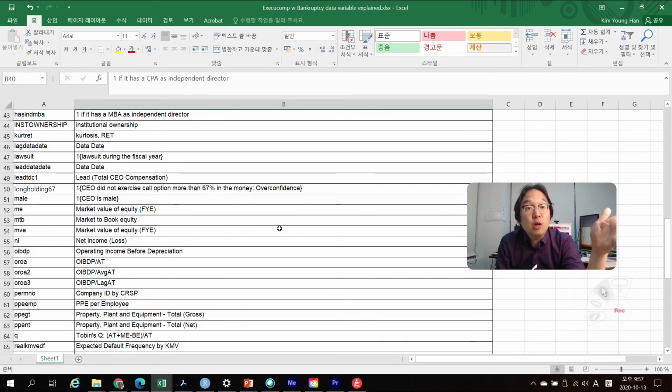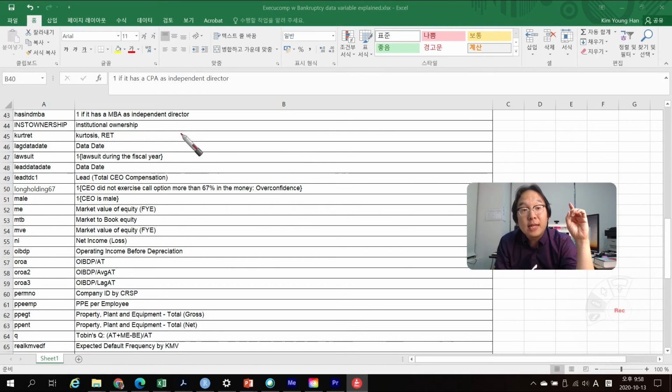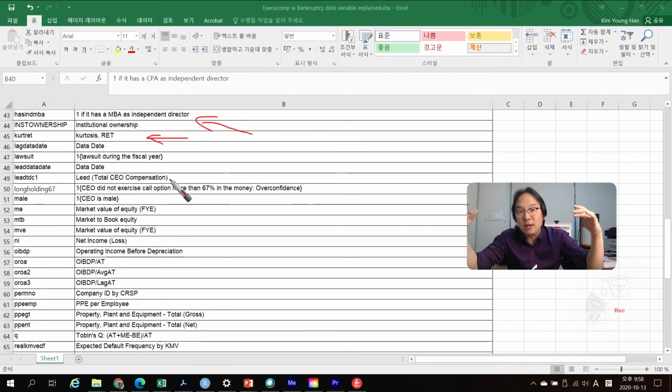And then institutional ownership. Holy cow! That's the percentage owned by institutions like mutual funds or pension funds, all these kinds of things, right? Then Kurt read, that's kurtosis of return. So statistics moments: the first moment of any statistics is what? Mean. And then the second moment is variance, right? The third moment is skewness, okay? And the kurtosis is the fourth moment, right? 첨도, how pointed it is at the center of the mean and how fat a tail you have, in the extreme, right? That's this measure. Does this have anything to do with bankruptcy? You go ahead and test it.